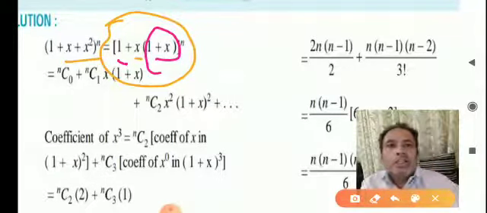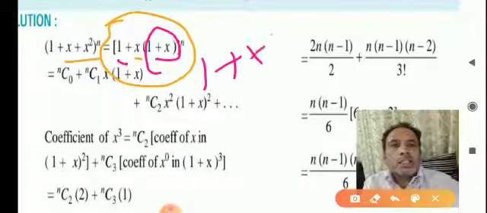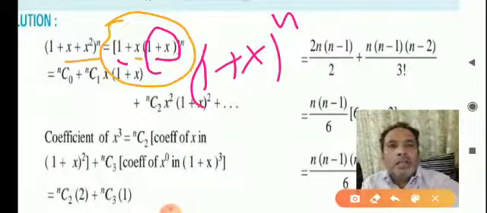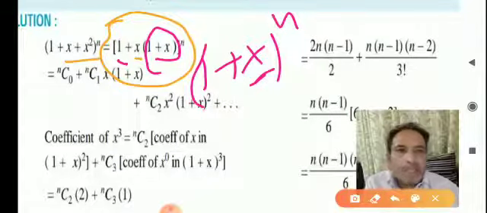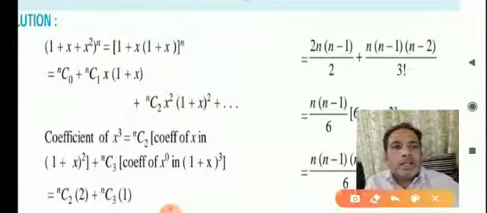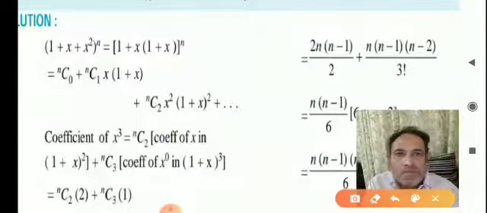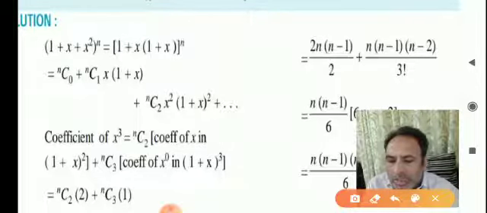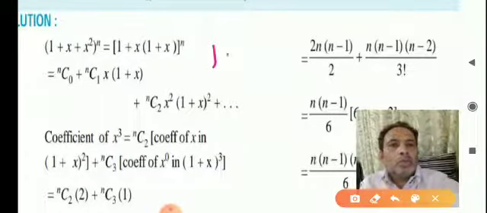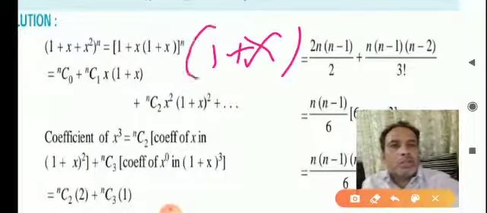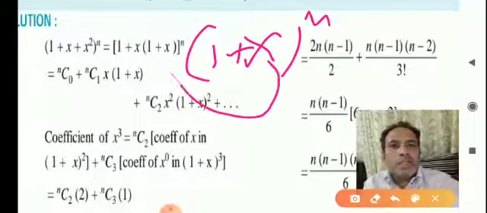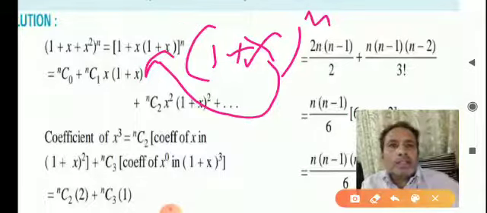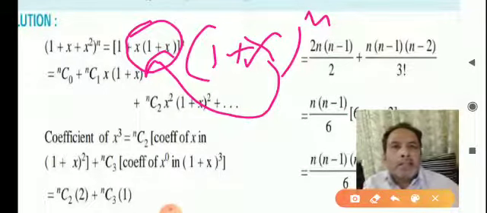So here you can compare this as 1 plus x to the whole power n, and this x is considered as x into 1 plus x. So here you can open this as a binomial theorem, and to replace the result, you can use 1 plus capital X to the whole power n, and for this capital X you can see that it is x into 1 plus x. This entire term is considered as capital X, right?